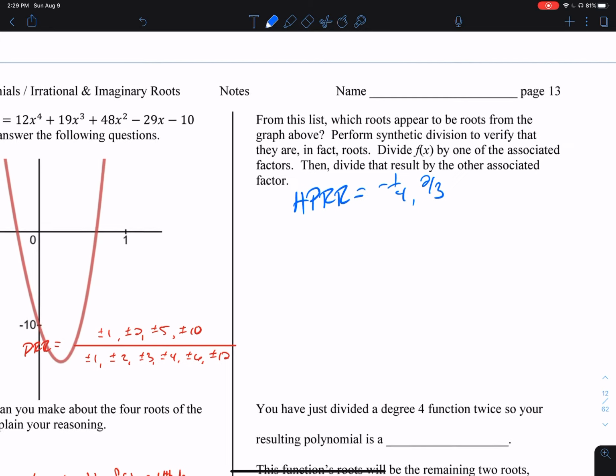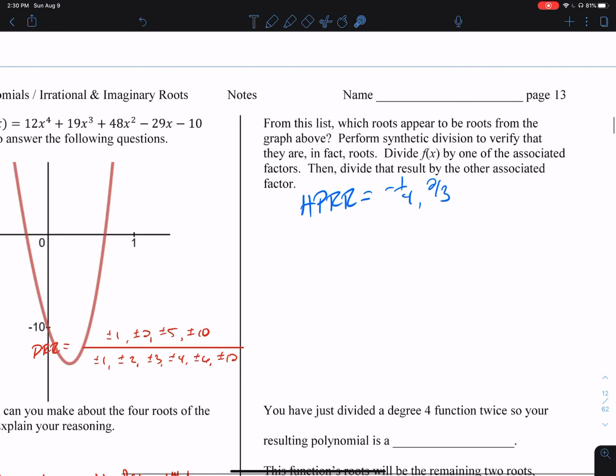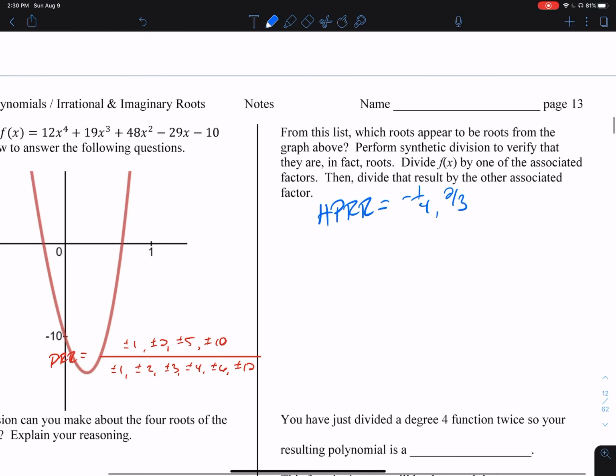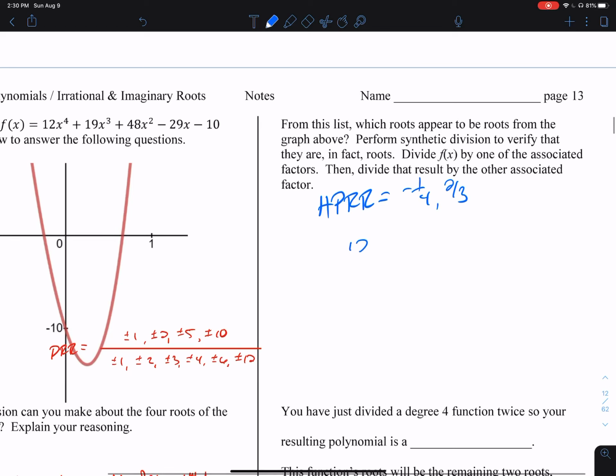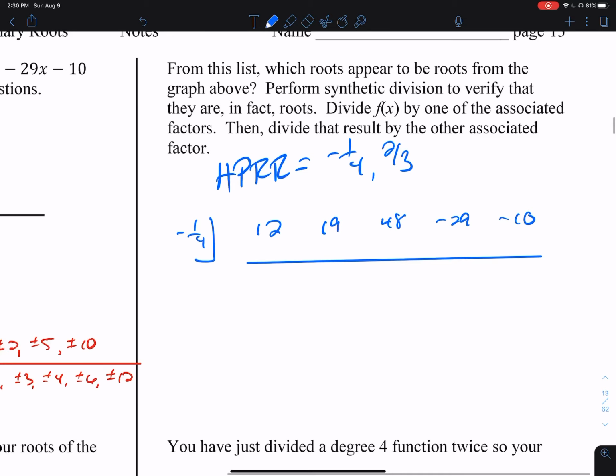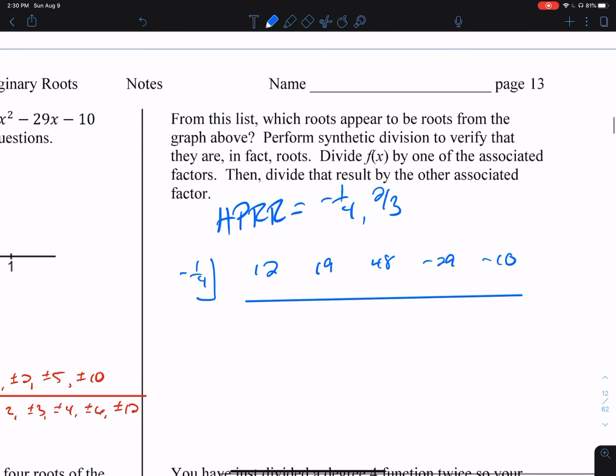So I'm going to take my polynomial, as the directions say, perform synthetic division to verify that they are in fact roots. So I take my coefficients, 12, 19, 48, negative 29, negative 10. I'll divide it by negative 1/4 first. If it doesn't work, I gotta try something different.